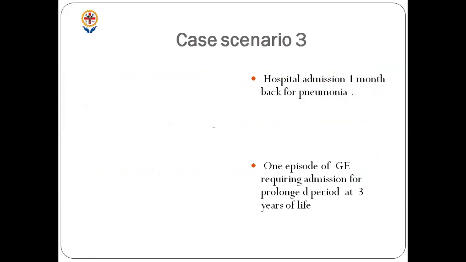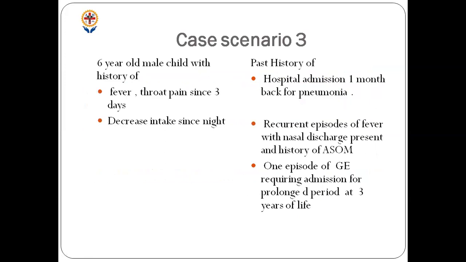So coming to the next case scenario, there is a 6-year-old male child with a history of fever and throat pain since 3 days, and decreased intake since night. Past history: one admission for pneumonia one month back, and the mother also gives a history of recurrent URTIs and ASOM. This child also had an episode of GE at 3 years of age, requiring a prolonged admission.